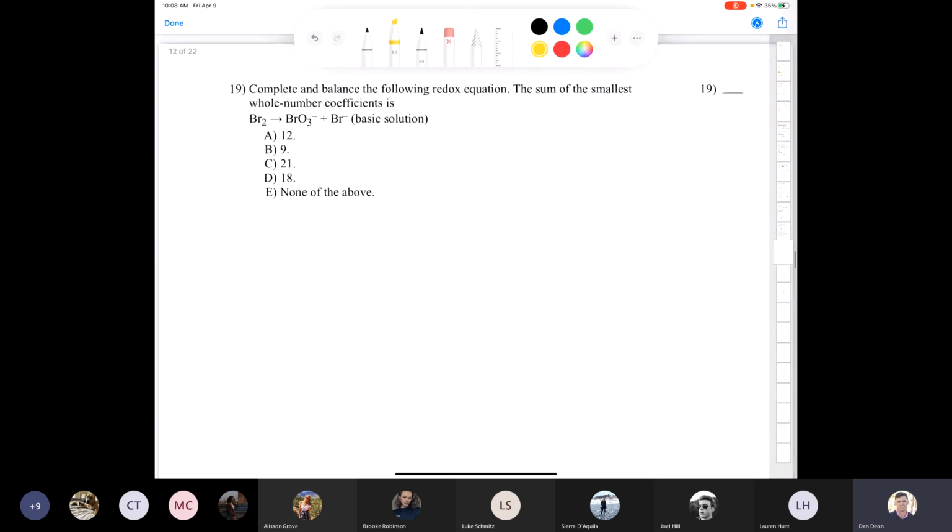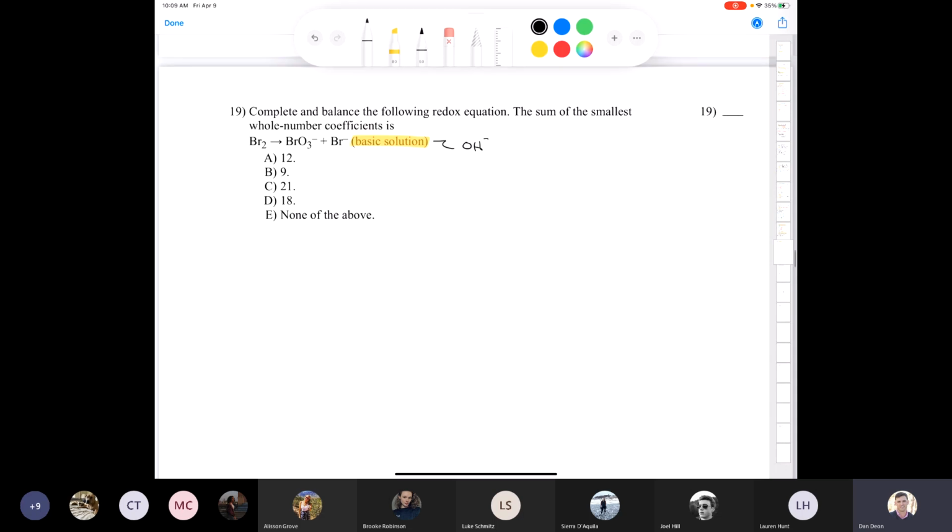Question number 19. Complete and balance the following redox equation. The sum of the smallest whole number coefficients is, and we're balancing it in basic solution. So in basic solution, the last step is we're going to add hydroxides to cancel out the protons. Let's write out the two half reactions. I don't have a lot of space here, but you see that the bromine has an oxidation number of 0 here. In the bromate ion, it's +5, and in bromide, it's -1.